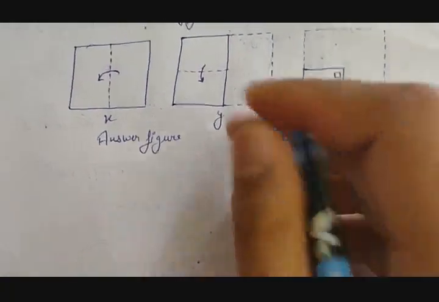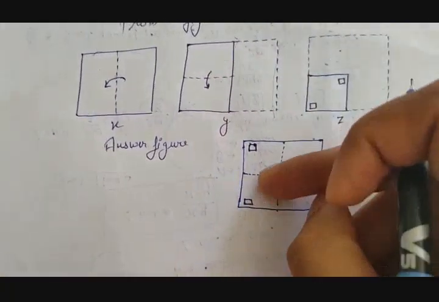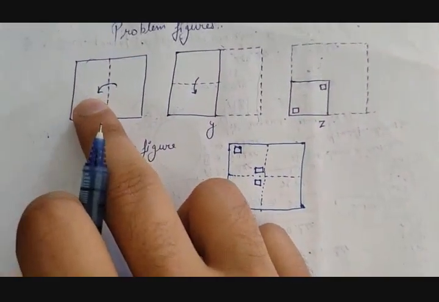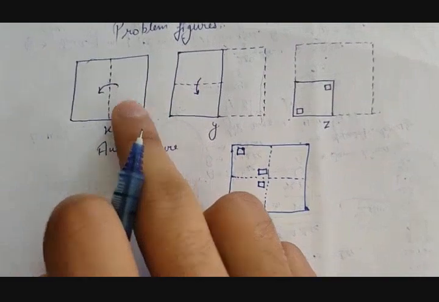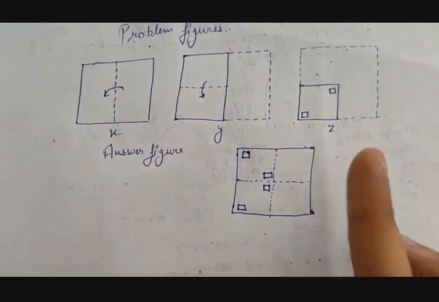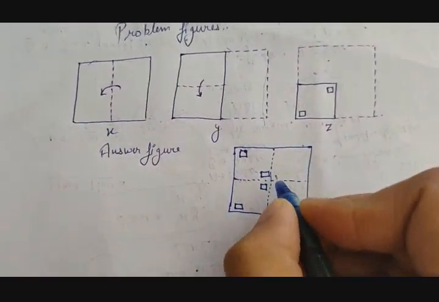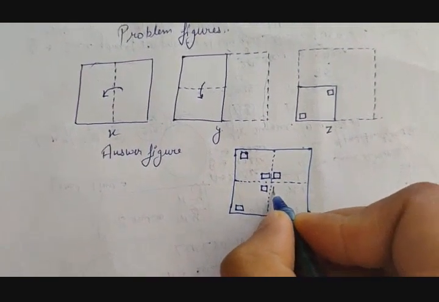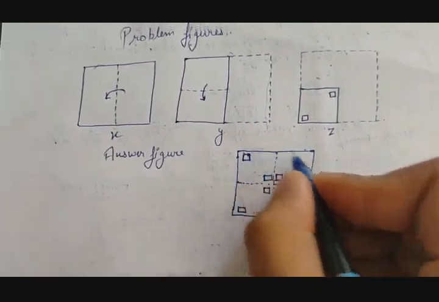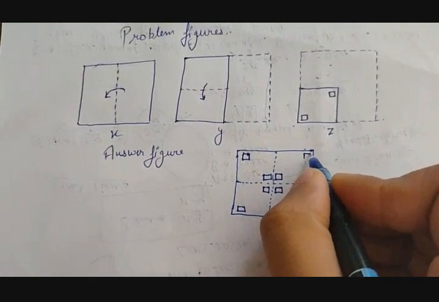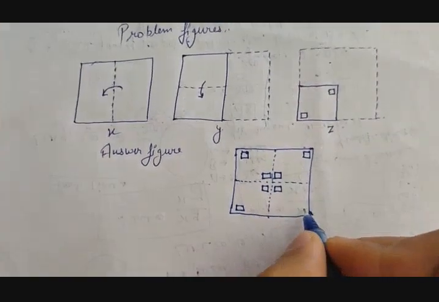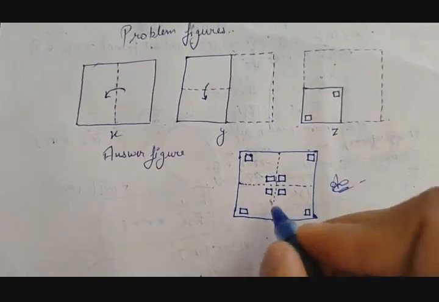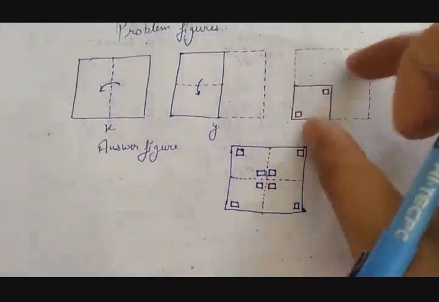Second one, now the figure is open like this one. At last, when you open the figure from this side to this side, what you will see is this punch hole will go here, this punch hole will go here, this punch hole will go here, and this punch hole will go here. So this one is, at last, the answer figure to this type of question.